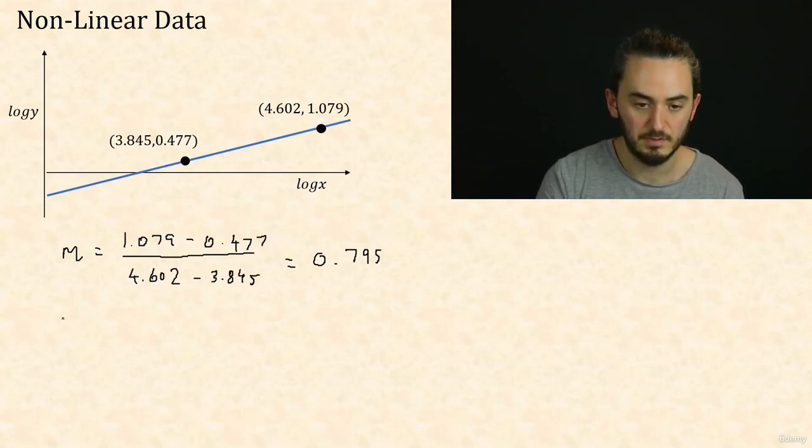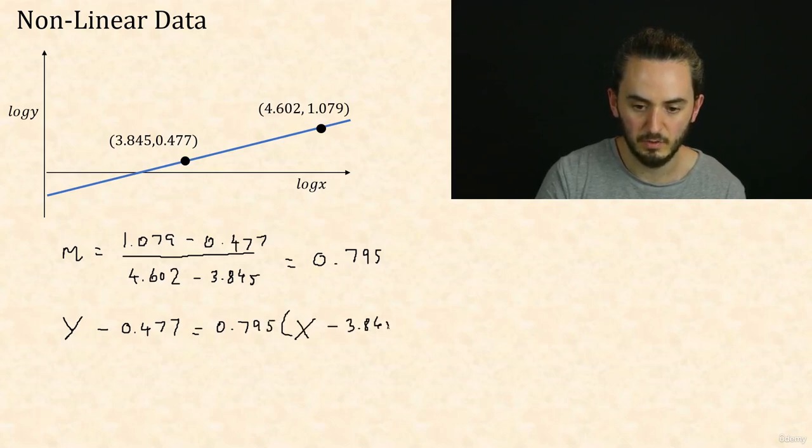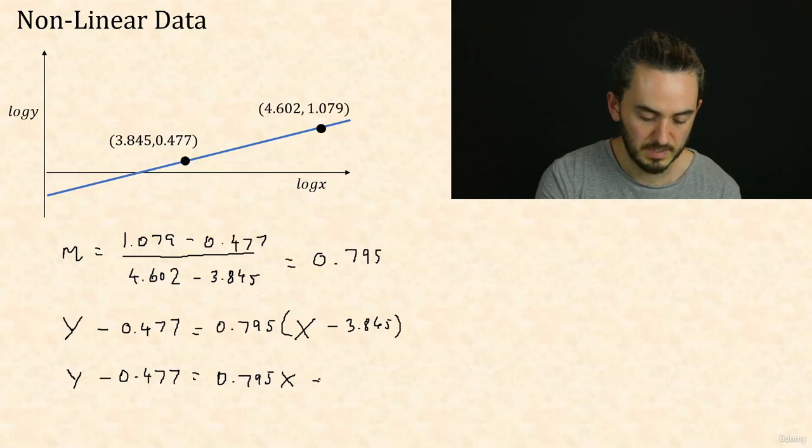Now for the equation of the line, we can just do y minus the y value. I'm going to use capitals to remind myself that I'm really dealing with the logs. Y minus, and I'll go with this point, just smaller numbers, Y minus the y value equals the gradient times capital X minus the x value, 3.845. Expanding, what do we get? Capital Y minus 0.477 equals 0.795X minus 3.845 times 0.795.